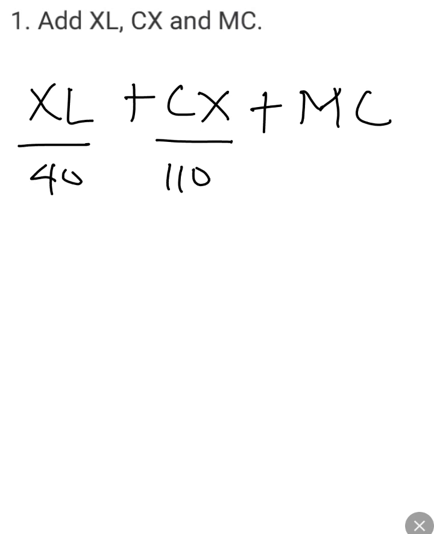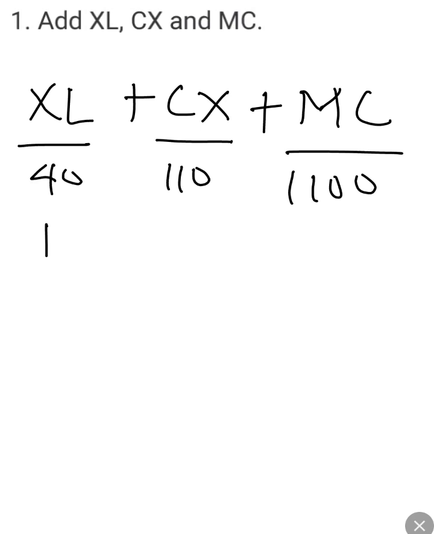Then I'll now go to the next one, MC. Remember, M is 1000 and C is 100, so we're having a smaller value after a bigger value, and that's addition. So it will be 1000 plus 100, which is 1100. And so I'll now go ahead to add 1100 to 110 and 40.